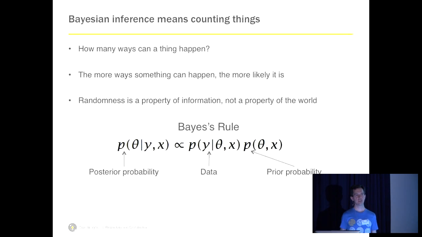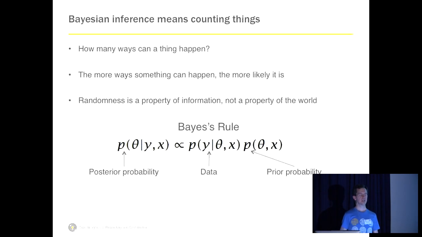So, what am I talking about when I'm talking about Bayesian inference? The really simple thing is counting. You're trying to figure out how many different ways something can happen. And the more ways something can happen, the more likely it is. The world is a certain way. We don't know what the world is like. We're trying to learn what the world is like. That's what we're trying to get at in machine learning. And in Bayesian inference, we're talking about randomness. We're talking about probabilities. It's all representing the state of our knowledge.